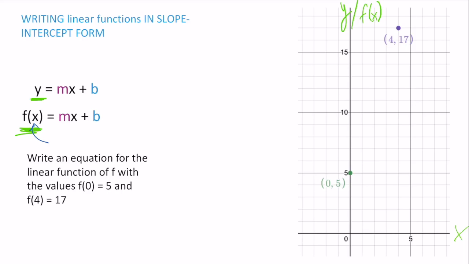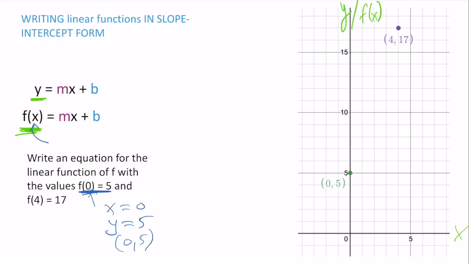So just remember, all this is saying is that when we plug in some x value, we're going to get out some y value. So now they say, write an equation for the linear function f with the values f of 0 equals 5. And all that means is if we plug in x is 0, we get y equals 5. And remember, that pair is a point, (0, 5). So we're still getting x and y values even though we're writing the equation a little bit differently.